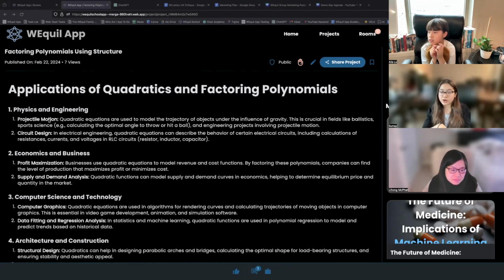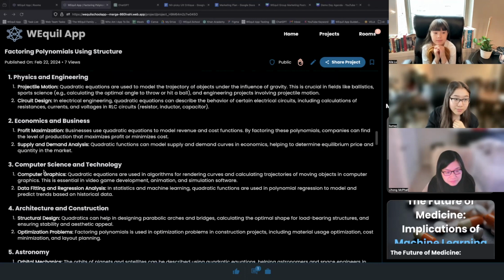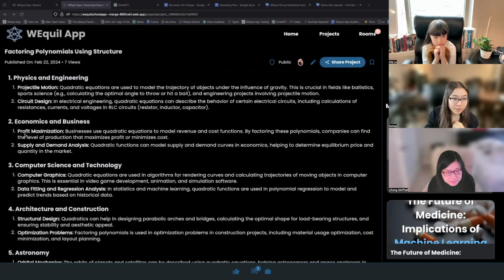Let's say you're talking about dolphins leaping in and out of the ocean. That might be the line of the ocean, like sea level. There's just a lot of things in which that could be applied. Then in economics and business, profit maximization: businesses use quadratic equations to model revenue and cost functions.